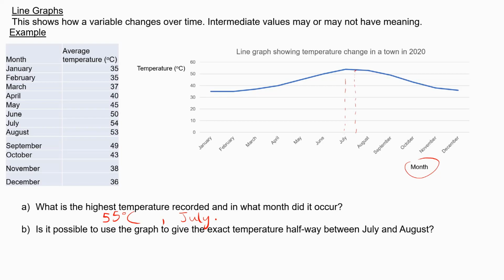I've only got average values for each month, so it's not actually possible to give an exact temperature value halfway between July and August. Because month isn't continuous, months are discrete, they're categories, so I can't actually go halfway to estimate my temperature at specific times.